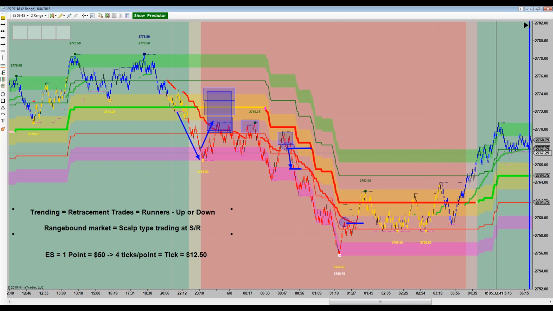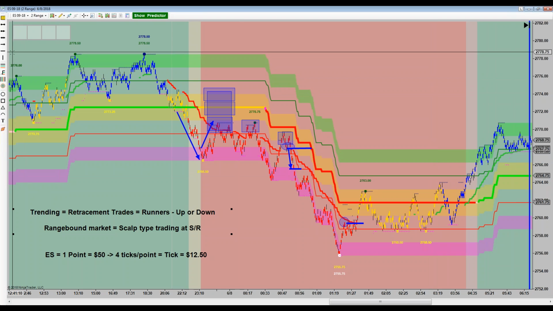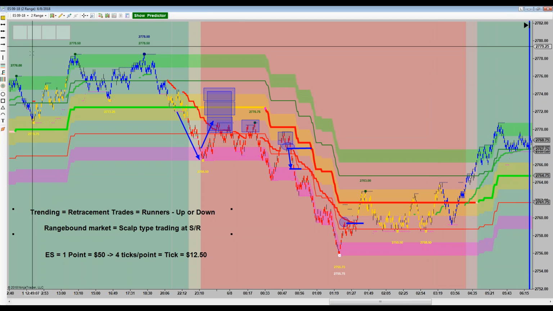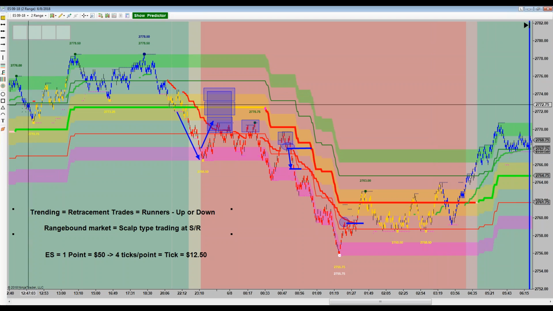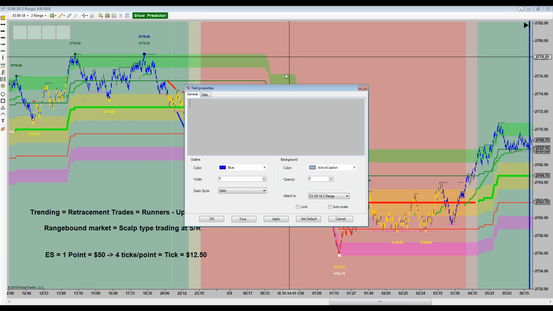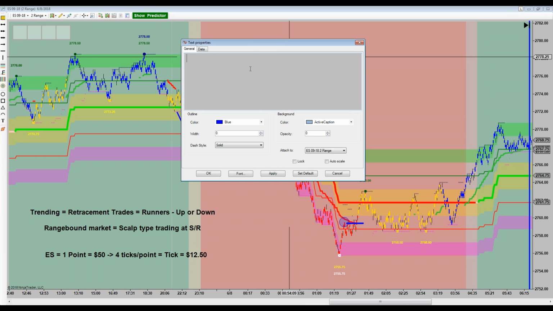Now, in the case of Friday morning, before 6:30, before the market opens, I look at the trend condition. What is the trend condition on ES? Up, down, or sideways? Before the open. That's not a rhetorical question. That's an actual question. What is the trend condition? Okay, I got a text box here. I got to type something in here.